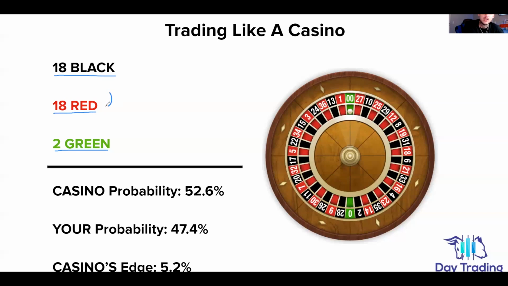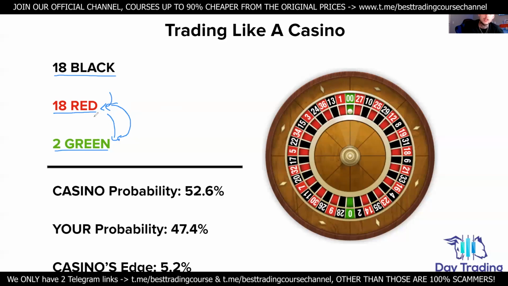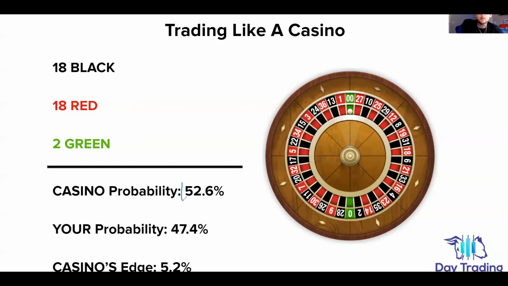So if it doesn't land on red and it doesn't land on green, then that's when you would win. But notice that the casino has 2 chances to actually beat you here, versus you only have 1 chance no matter what you bet on, right? And that's just how the casinos built their edge.